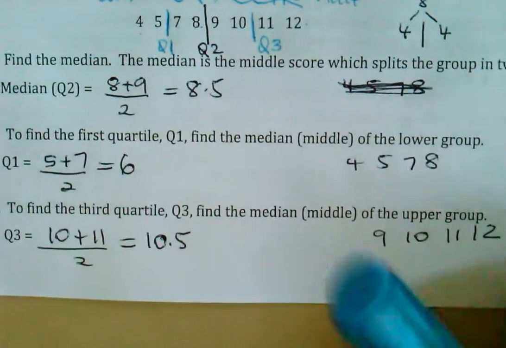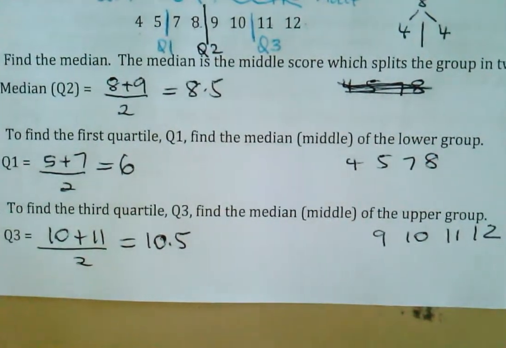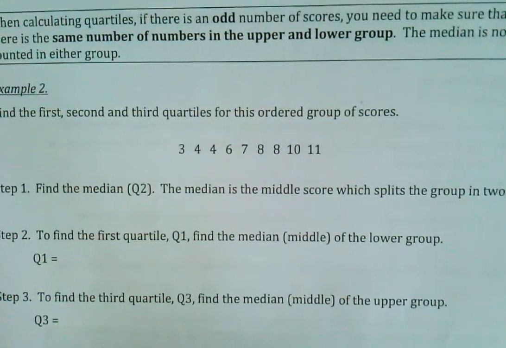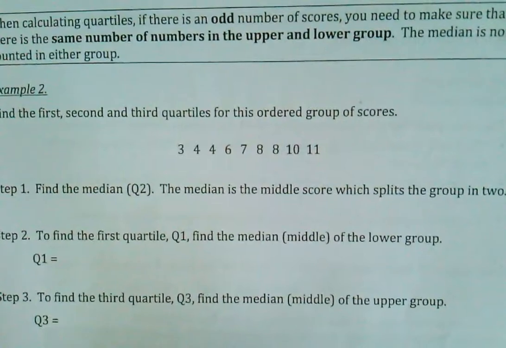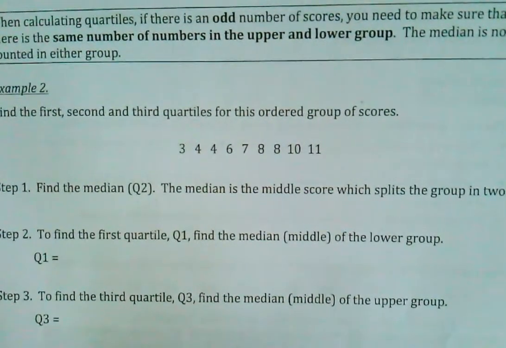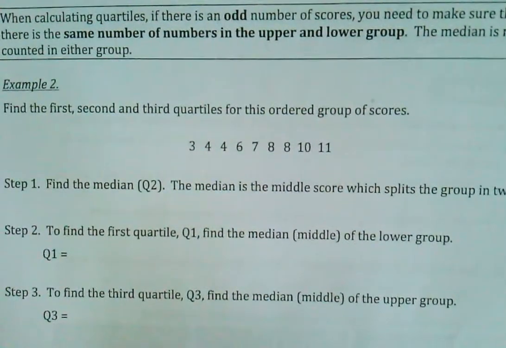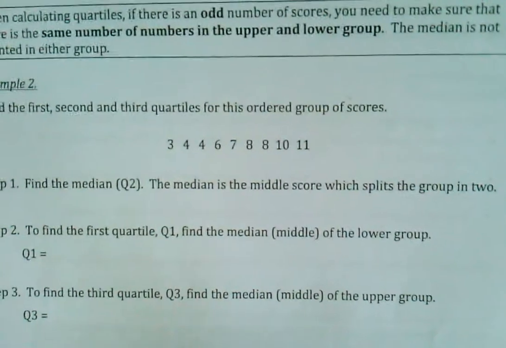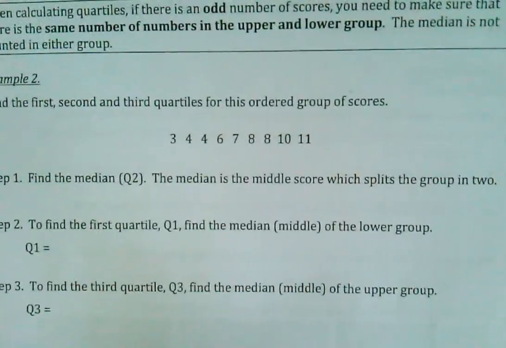We just got to be careful with top half of scores, with odd scores. Calculating quartiles, if there is an odd number of scores, you need to highlight this one, you need to make sure that there is the same number of numbers in the upper and the lower groups. The median is not counted in either group if there is an odd number of scores.